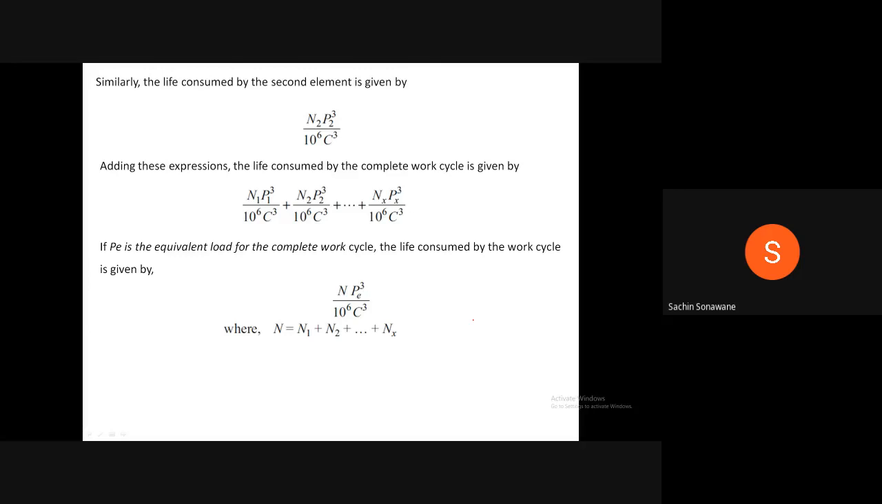Similarly, the life consumed by the second element is given by N2 P2 cube divided by 10 raised to 6 C cube. Adding these expressions, the life consumed by the complete work cycle is given by N1 P1 cube divided by 10 raised to 6 C cube plus N2 P2 cube divided by 10 raised to 6 C cube plus ... plus Nx Px cube divided by 10 raised to 6 C cube. If Pe is the equivalent load for the complete work cycle, the life consumed by the work cycle is given by N into Pe cube divided by 10 raised to 6 C cube, where N is equal to N1 plus N2 plus ... plus Nx.